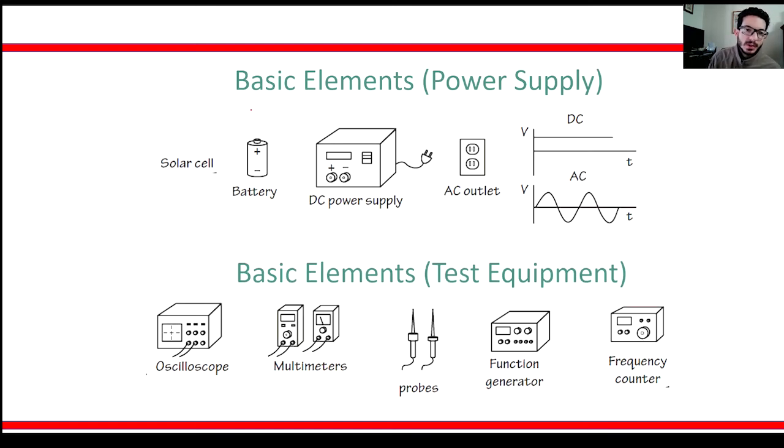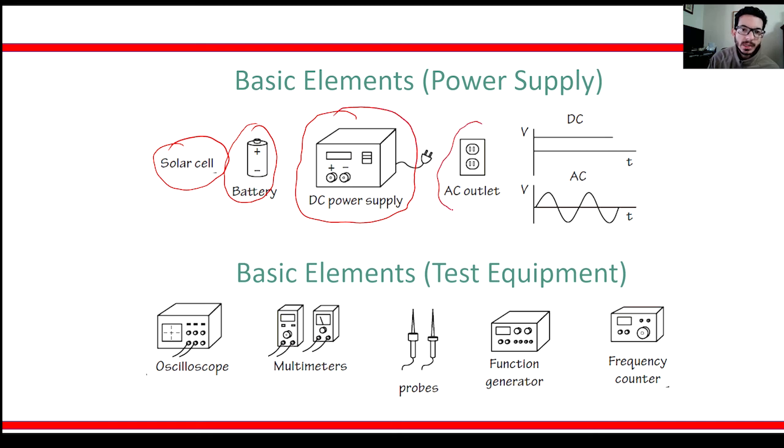All right, so let's talk about basic elements for power supply. We talked about the battery. Also, a solar cell is a source of energy. A DC power supply, which you will have to buy, and an AC outlet from your house or office, which is from your energy company. Then basically you can get either DC or AC power supply, right? So the outlet will give you AC most likely, and these other three will give you a DC power supply.